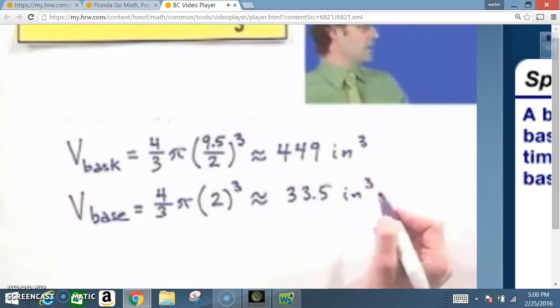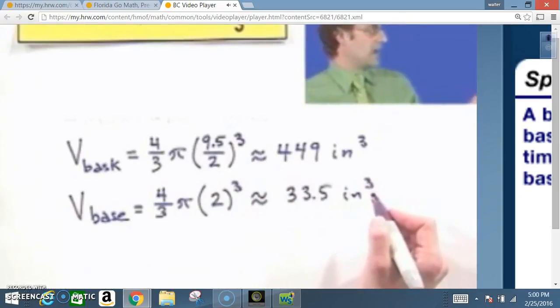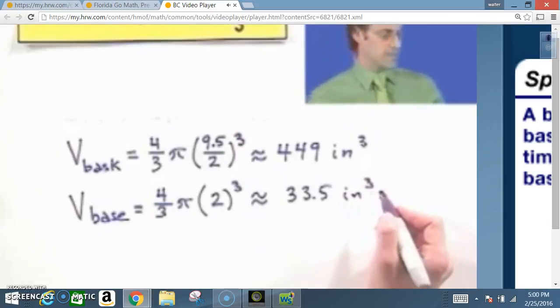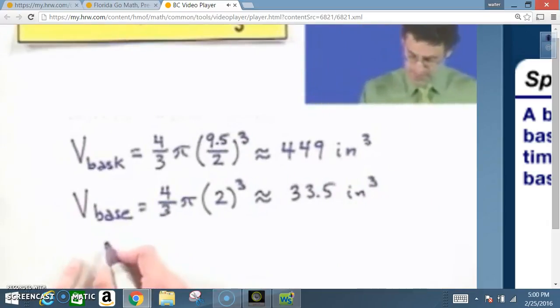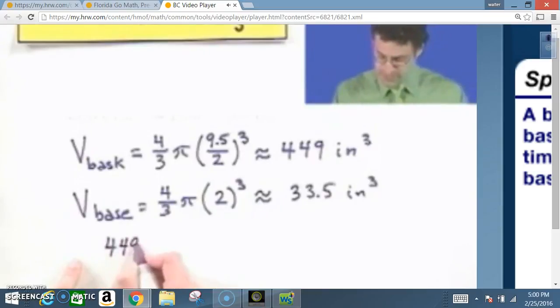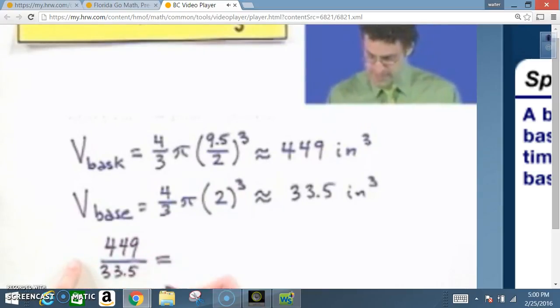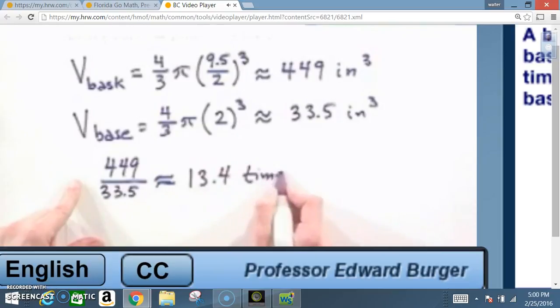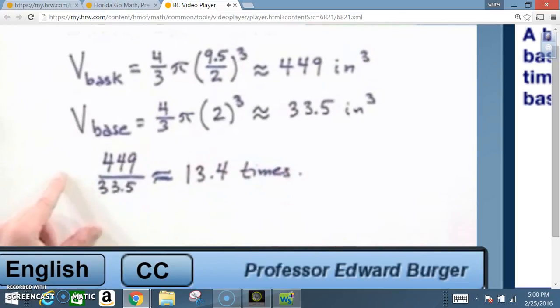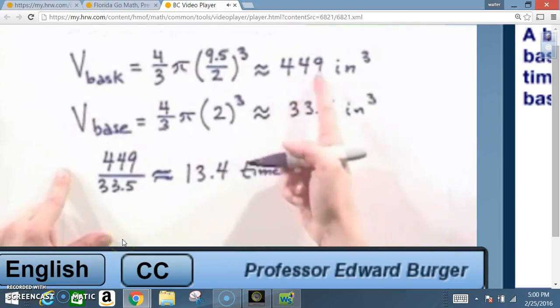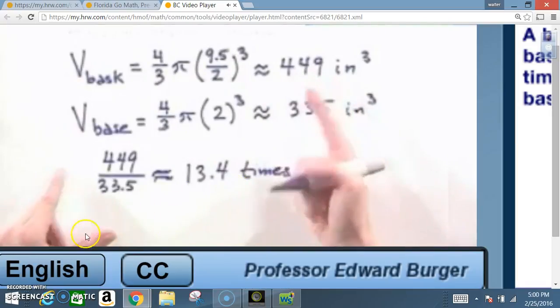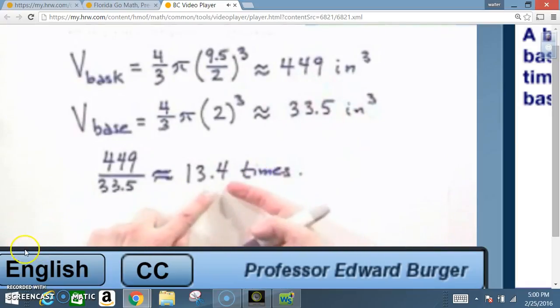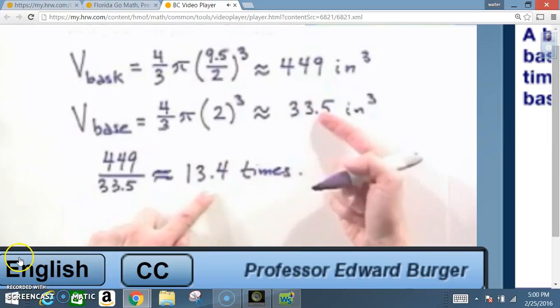We want to know how many times greater is the volume of the basketball than the volume of the baseball. So we divide: 449 divided by 33.5. If you work this out in the calculator, you see approximately 13.4 times. It means that the volume of the basketball is approximately 13.4 times the volume of the baseball.